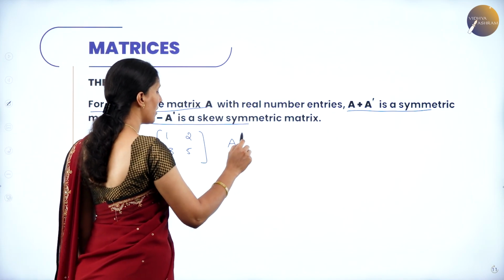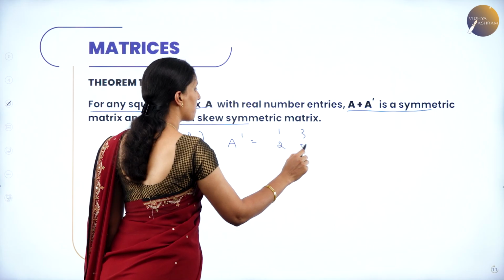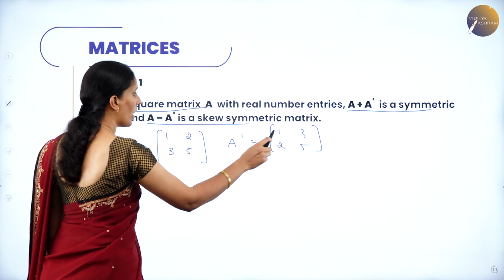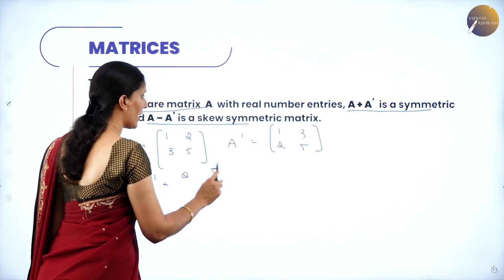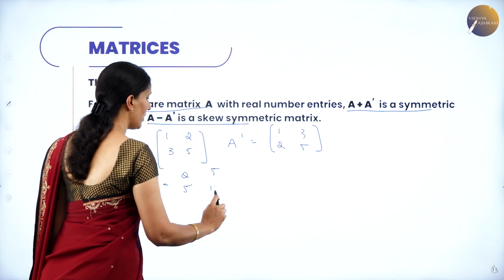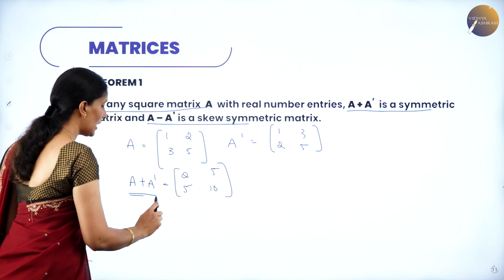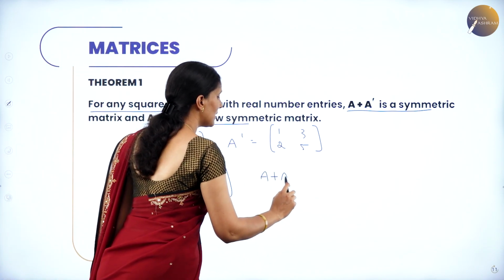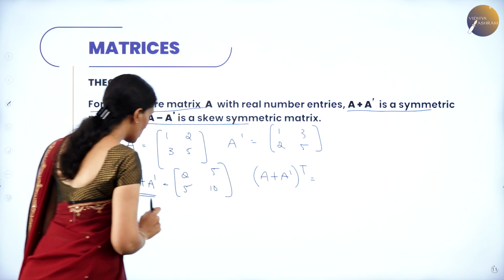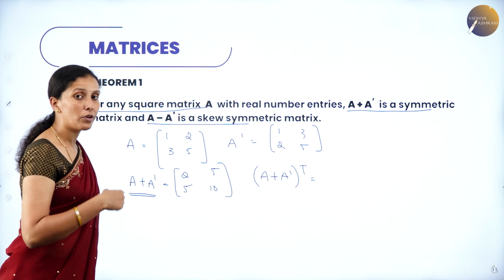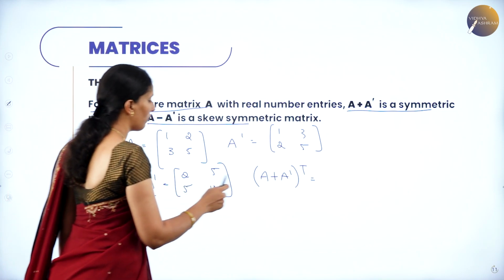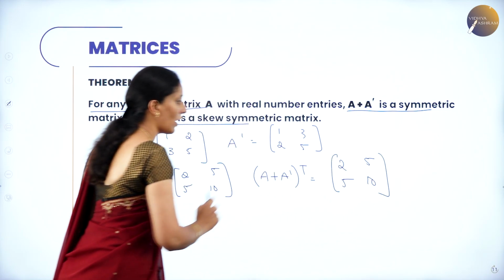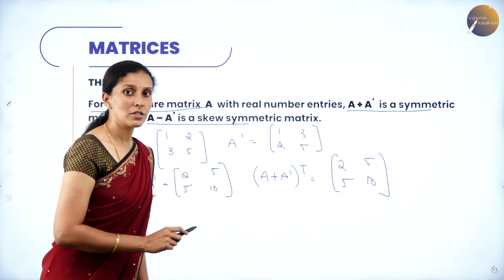Let me take A transpose. It is 1, 2, 3, 5. Let me see what is A plus A dash. A plus A dash is 1 plus 1, 2. 2 plus 3 is 5. 3 plus 2, 5. 5 plus 5, 10. So let's see whether it is symmetric or not. How to see whether it is symmetric or not? Transpose this, A plus A dash whole transpose. So to check whether A plus A dash is symmetric, we have to take the transpose of A plus A dash. So therefore it is again 2, 5, 5, 10. So therefore according to the theorem, A plus A transpose is symmetric.